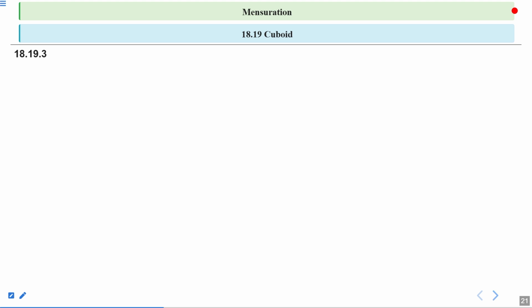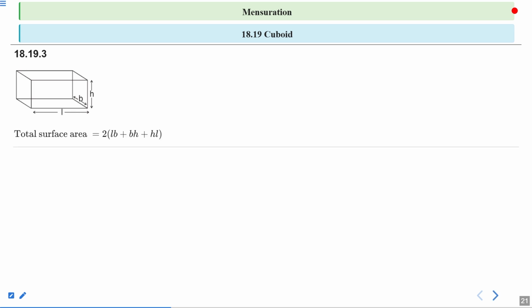So 18.19.3 in cuboid. So this is the diagram of a cuboid. The total surface area becomes 2 times (LB plus BH plus LH). L represents length, B represents width and H represents height. So we get the total surface area of the cuboid.